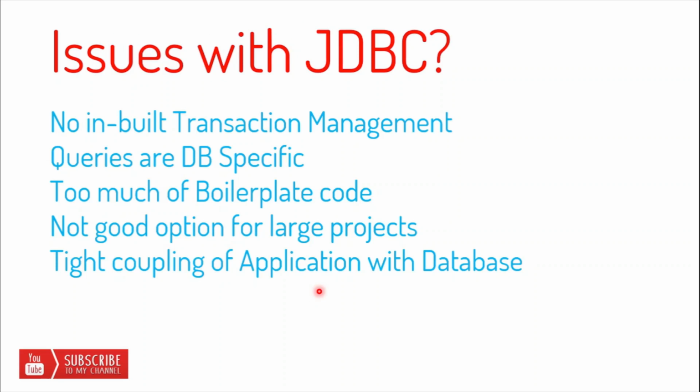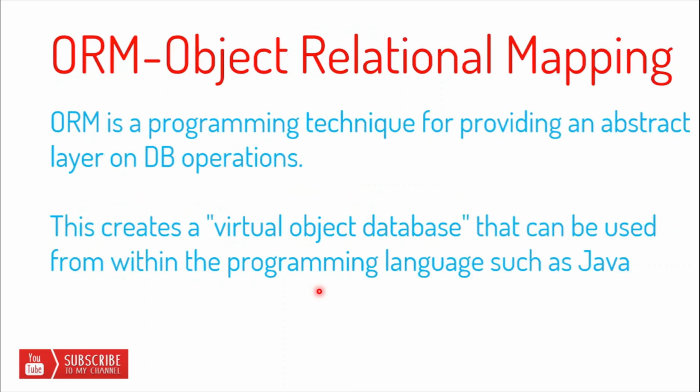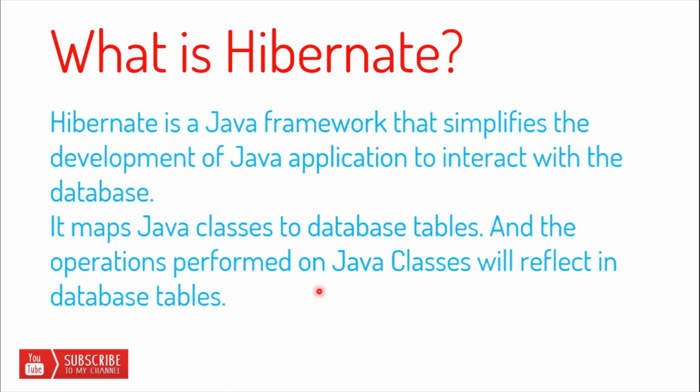For that we have ORM. ORM is nothing but object relational mapping. ORM is a programming technique for providing an abstraction layer on DB operations. That means we will be performing operations on the objects, but in turn the ORM framework we are using will convert all those operations and persist them in the database tables. In a way, this creates a virtual database object that can be used from within programming languages such as Java. Now let's see what is Hibernate.